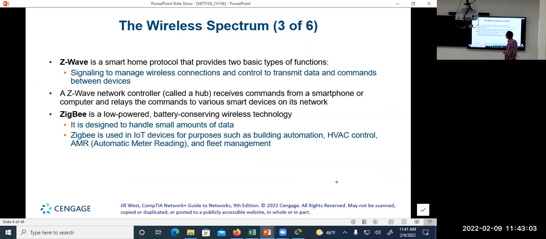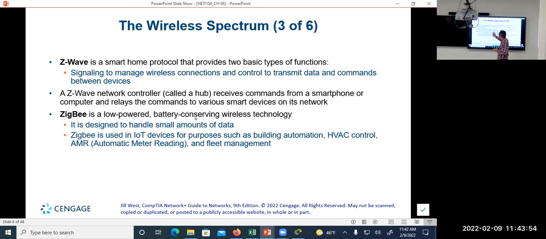Now, another wireless technology: Z-Wave is a smart home protocol that provides two basic functions. You have signaling to manage the wireless connection and control, and transmitting data and commands between devices. Think about HVAC control, the thermostat. Nowadays you have the smart home, and each device has a specific IP address and you can control it by phone. That's why you can use Z-Wave, a protocol to control smart home devices, such as a thermostat, HVAC, the lights, or even a smart door. And normally they have a network controller.